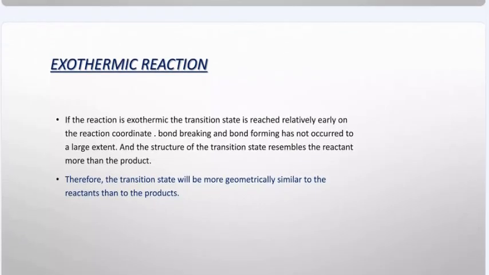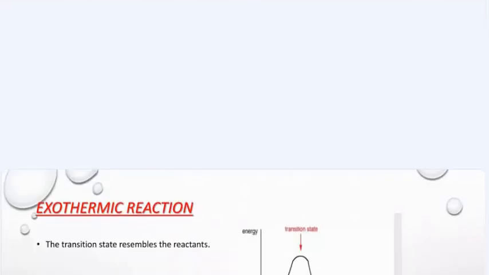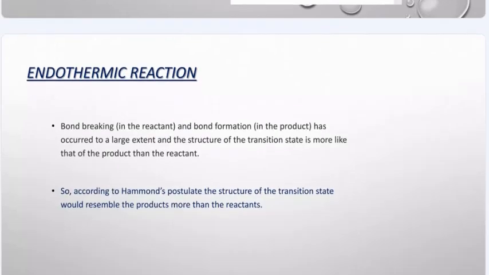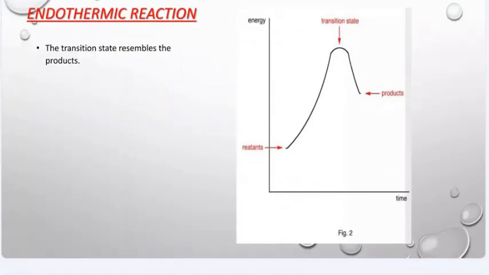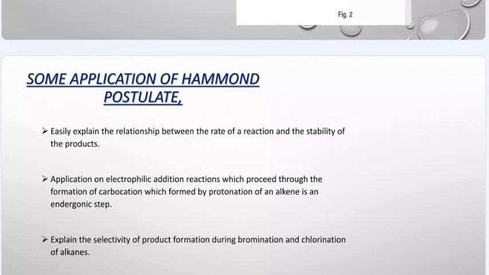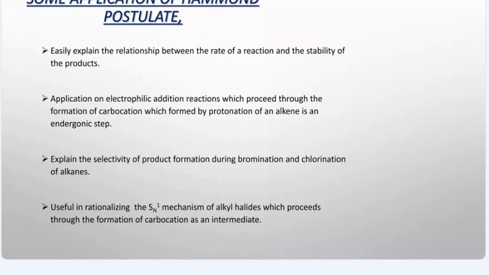So you can see the exothermic reaction. You know that this is the exothermic reaction. You know the endothermic reaction, this graph is endothermic. Now some applications of the Hammond postulate easily explain the relationship between the rate of reaction and stability of the product. Applications on electrophilic addition reaction, which proceeds through the formation of carbocation, formed by the protonation of an alkene in an endergonic step.